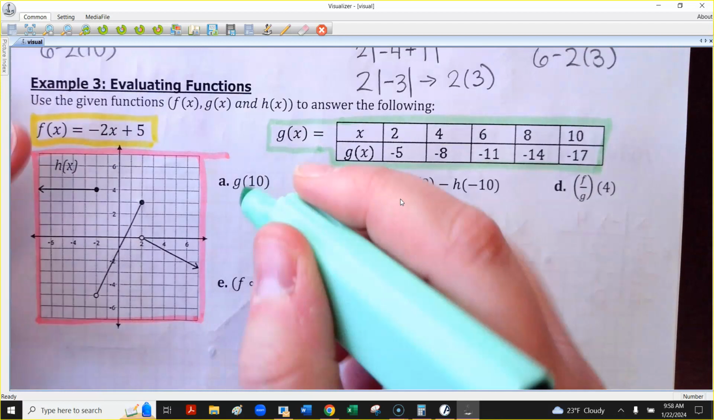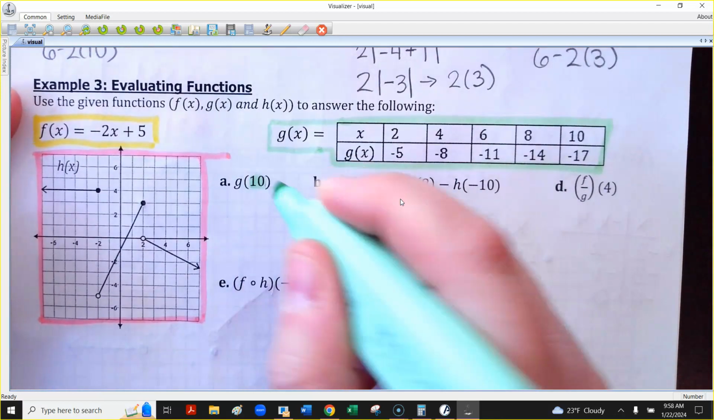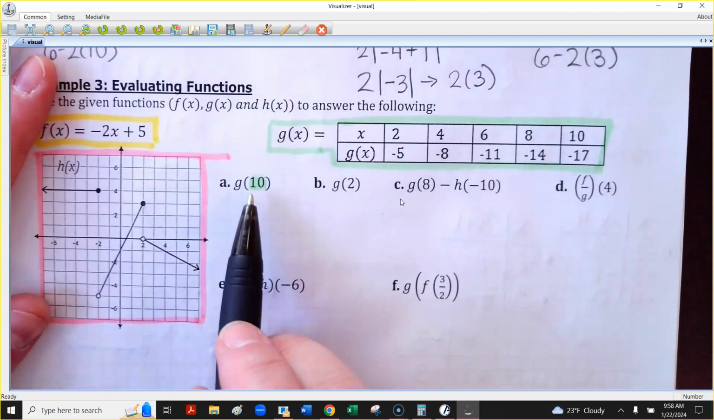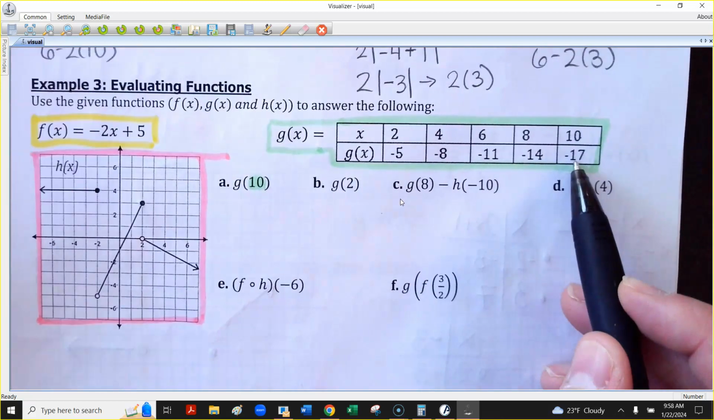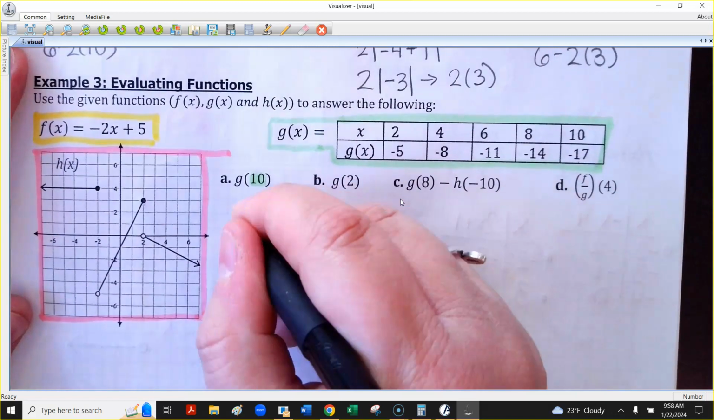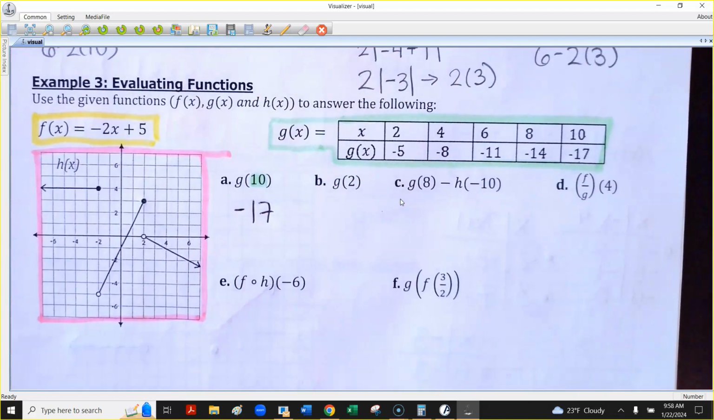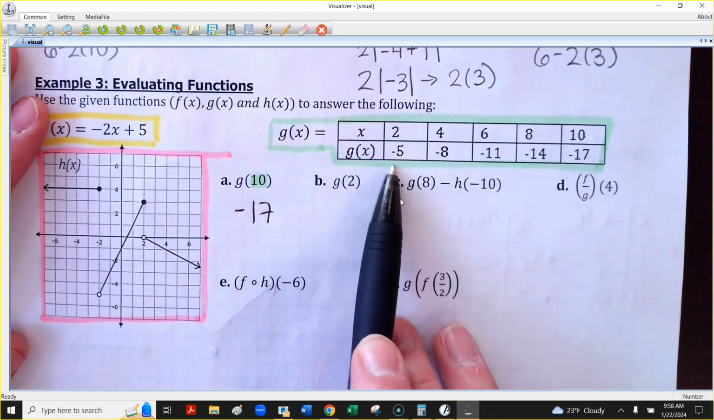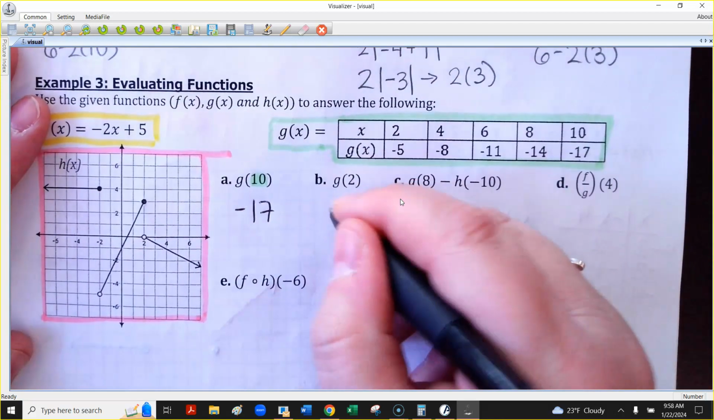This says find g of 10. Can anybody raise your hand, tell me, like, what would g of 10 be from the table? Jake, what do you think? Yes, okay. This is your x value. You literally just go to the corresponding, they call it g of x in the table. It'd be like your y value, so this would just be -17. So like if it says 2, that's my x value, matched up with that in the table would be -5.